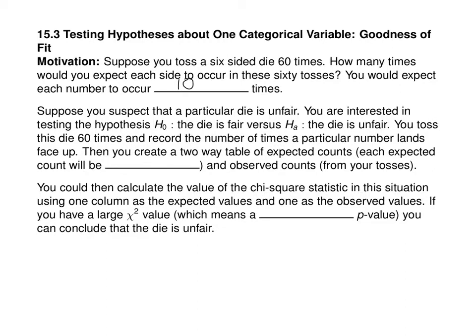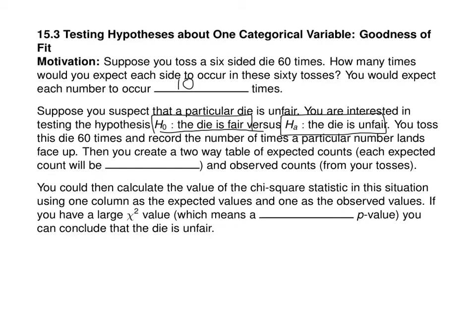Now, suppose you do this and you're pretty sure that this die is unfair. What you're interested in testing is the hypothesis: the null being the die is fair, i.e. nothing is going wrong, and HA, the die is unfair. So you toss the die 60 times and you record the number of times a particular number lands face up. Of course, you have infinite time to do this.